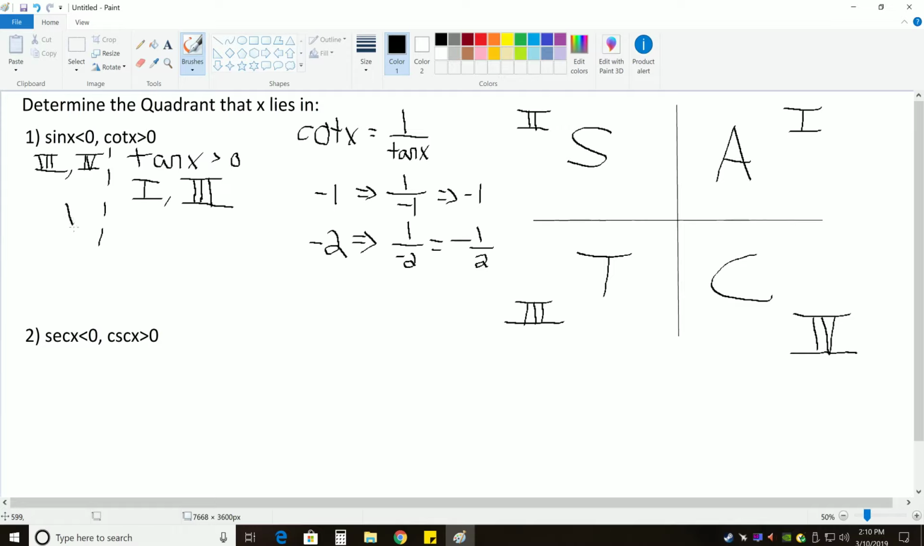Now we just have to find what's common between these two choices. Notice we have a quadrant 3 in both of them. So we'll list quadrant 3 out. And now in the first one we have quadrant 4, and in the second one we have quadrant 1. Neither of those match up, which means the only common area is in quadrant 3. So that tells us that X is in quadrant 3.